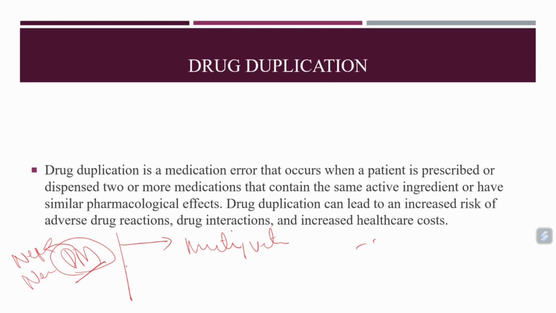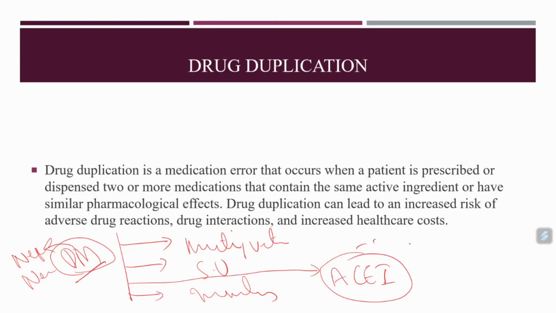Patient will be prescribed with sulfonylurea. Patient will be prescribed with insulin. Okay, and patient also will be prescribed sometimes with ACE inhibitor. Actually, ACE inhibitors are the drugs which are given in diabetic patients who are known case of hypertension to prevent diabetic nephropathy. Okay, so all these drugs are preventable drugs.